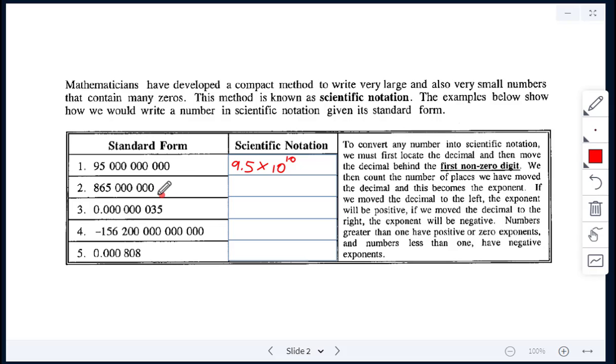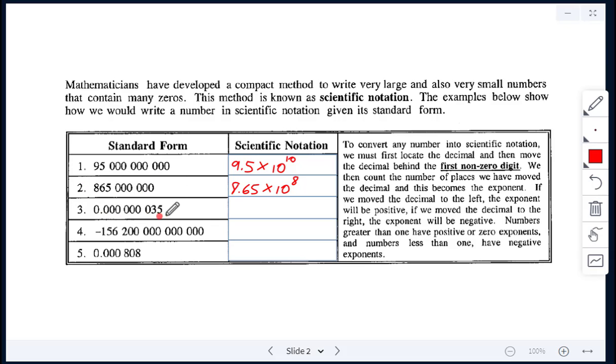All right, let's take a look at our next example, 865 million. So our decimal point is here. We're going to move our decimal point to the left. 1, 2, 3, 4, 5, 6, 7, 8. 8 decimal places. So our new number, we would write it as 8.65 times 10 to the power of 8. All right, again, it's a positive exponent because our number was a large number greater than 1.